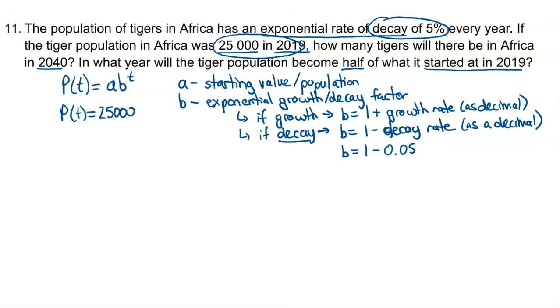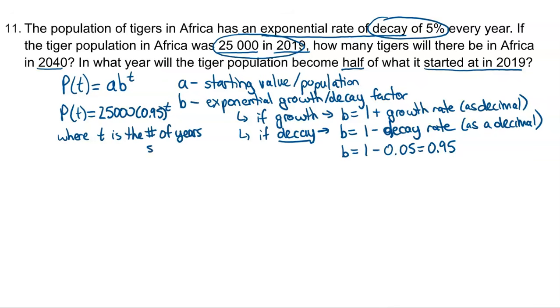So we subtract that and we get 95%. That's what that means. I'm going to have 95% each year of the population I had the previous year. So 0.95 to the power of T. Where T, and we have to be specific here, is the number of years.